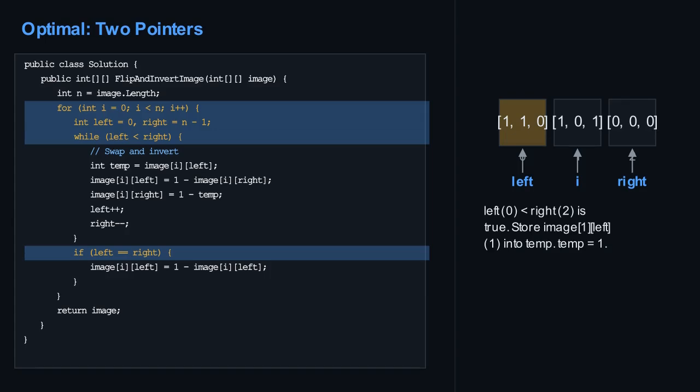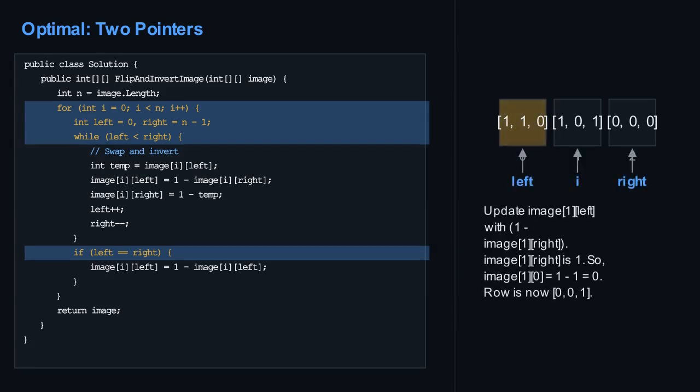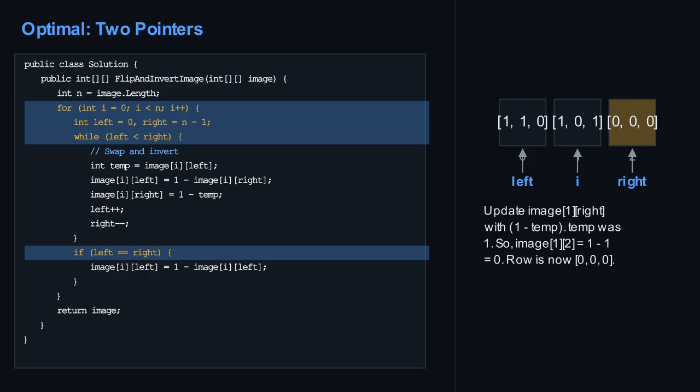Image at row 0, column left, which is 1, is currently 1. We set it to 1 minus 1, which is 0. So image at row 0, column 1 becomes 0. The first row is now 1, 0, 0. We move to the second row, 1, 0, 1. Left is 0, right is 2. Left is less than right.